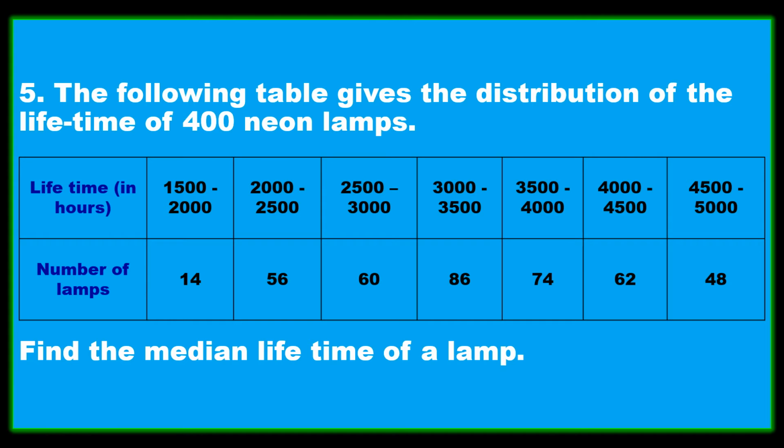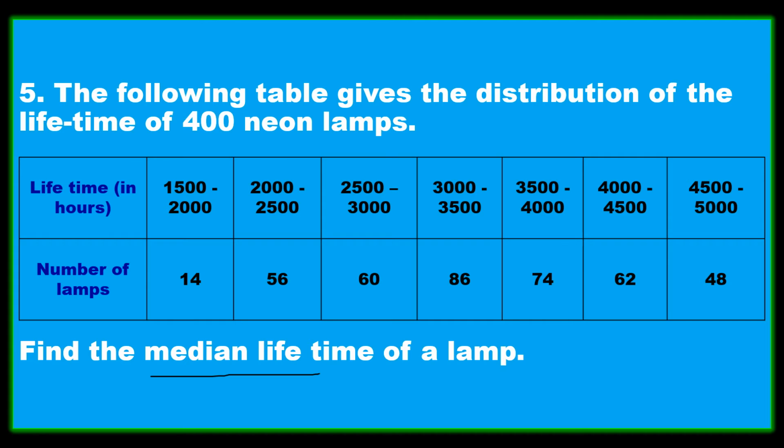Okay, these are the lifetimes in hours. There are 14 lamps in the first class. Okay, 2000 to 2500 hours, the bulbs are 56. So he gave the count in this way. This is the lifetime of the respective bulb, and there are 60 bulbs which are between 2500 and 3000 lifetime hours. Okay, so now we will find out the median for this table.